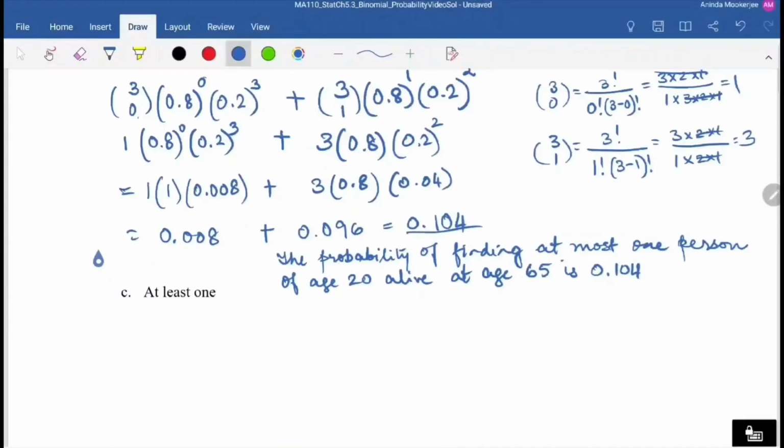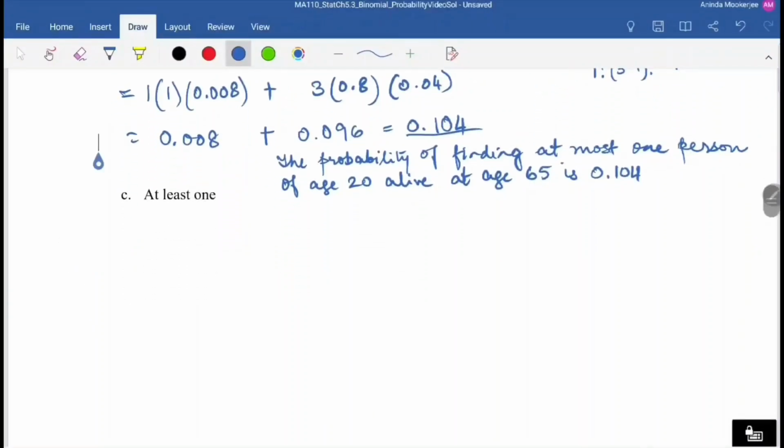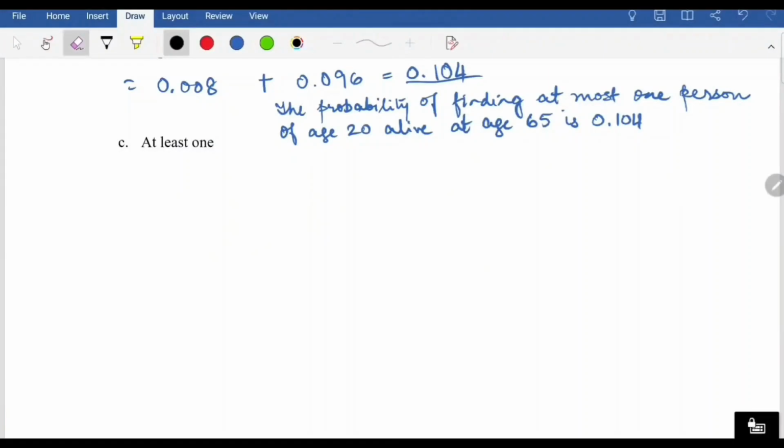All right. So now the next one says at least 1. Now part C of the question says what is the probability of finding at least 1 alive? So at least 1 means it could be 1 alive or it could be 2 or 3 as well. All 3 are accepted. You could have a situation where only one person is alive, or 2 persons are alive, or 3 persons are alive.